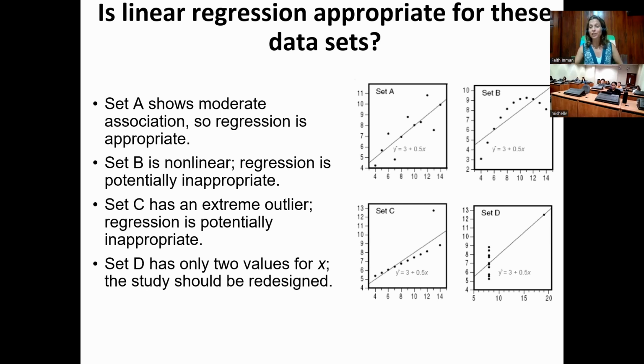Possibly. Or it could just be that you took a lot of measurements right around 8. You took a lot of measurements at an X value of 8, and you only took one measurement at an X value of, was it 18 or 19? Maybe that's all you could. But in that case, still, regression is not going to be appropriate, unfortunately.